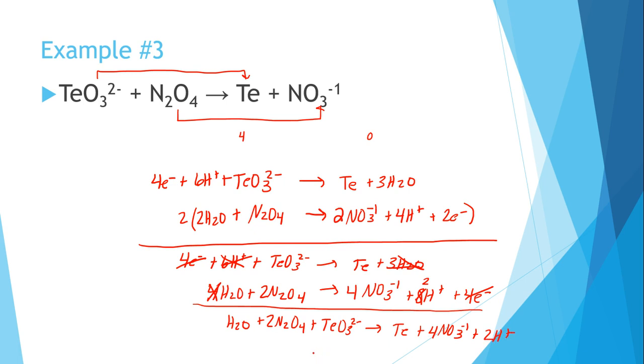Again, what we're going to notice here is that our charges actually end up balancing. So do our atoms. And so this would be considered a balanced equation, and it's happening in acidic conditions because I have an H plus ion as part of this equation. So again, there's example number 3.